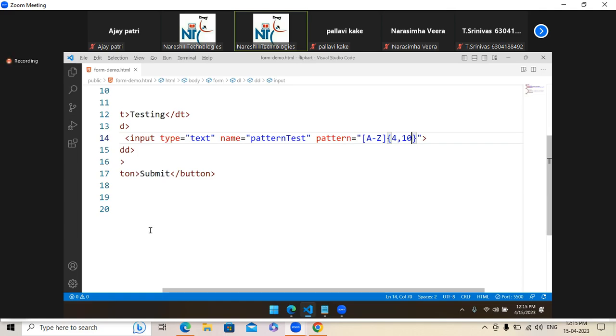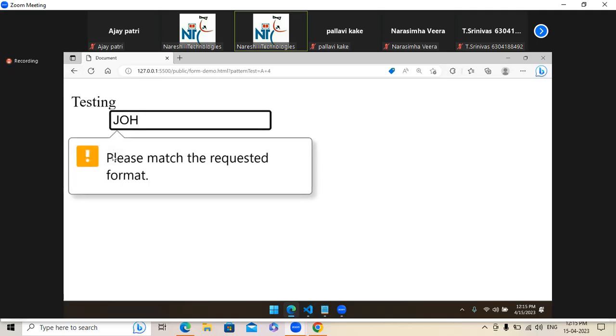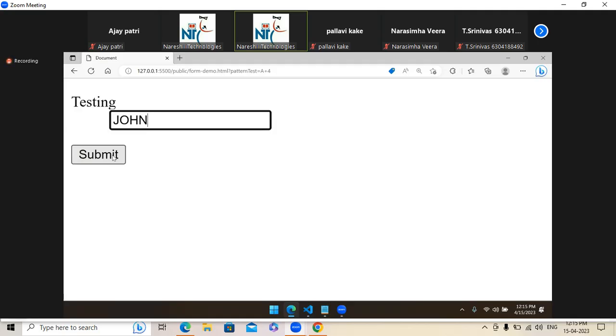So now you see here, I am entering some name. I am entering uppercase, but it is not allowed because the minimum is 4. Now it is allowed. You entered more than 4 characters, up to 10 characters, and it is allowed. And this is not allowed.